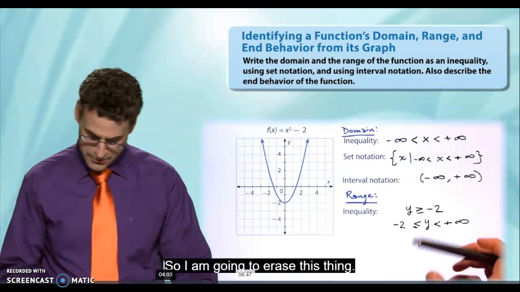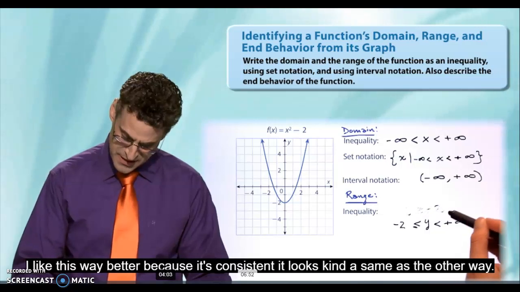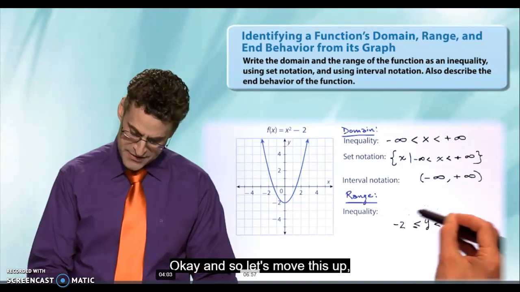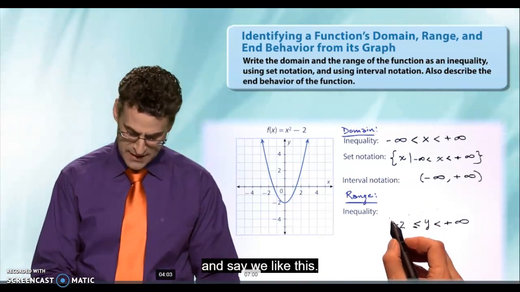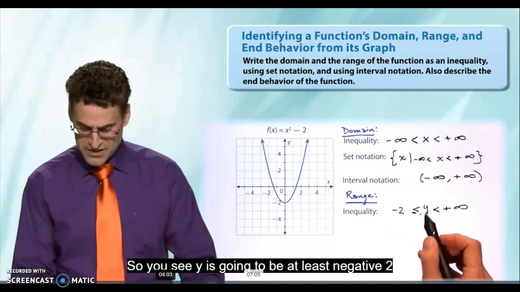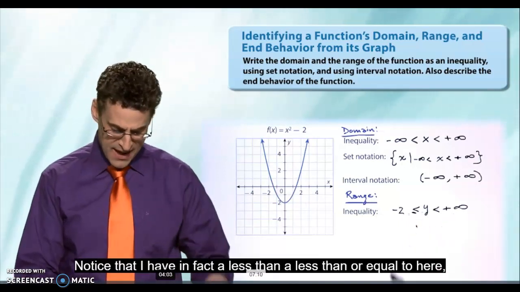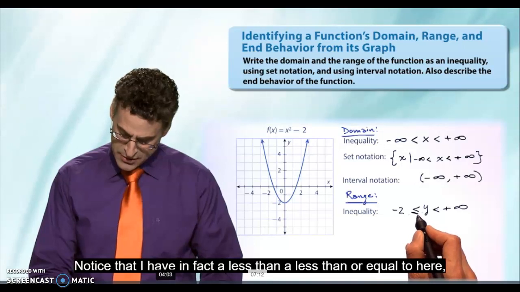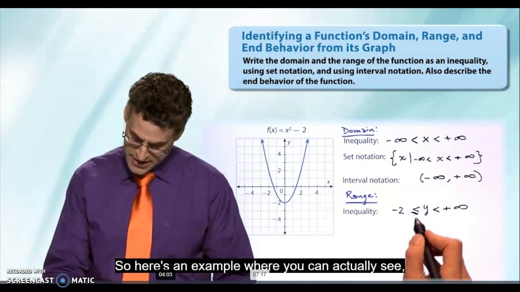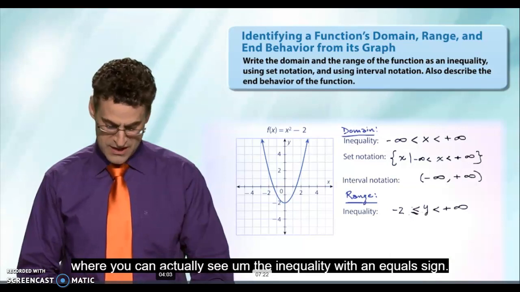So I am going to erase this thing. I like this way better because that's consistent. It looks kind of the same as the other way. Yeah, let's get rid of that. I don't like that at all. Okay, and so let's move this up and say we like this. And there we go. So you see, y is going to be at least -2, but then it can go as large as you want. Notice that I have a less than or equal to here, but only a less than here because, again, infinity is not a number. So here's an example where you can actually see the inequality with an equal sign.